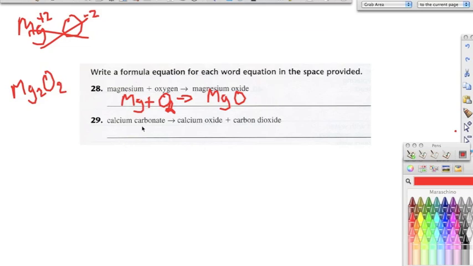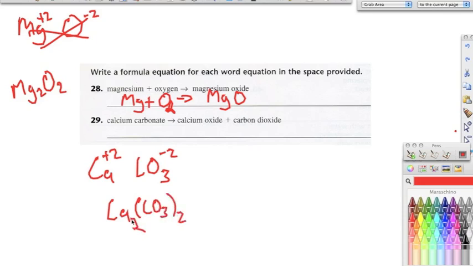Next one, we have calcium carbonate, and it produces calcium oxide and carbon dioxide. So calcium carbonate is a compound, so we need a crisscross. So we have calcium, which is Ca, carbonate, which is CO3. Calcium has a +2 oxidation number, and carbonate has a -2. So we crisscross these guys, and we get Ca(CO3)2. Oh, I forgot my 2 over here. And we see that that 2 and that 2 will reduce, and we'll just have calcium carbonate, CaCO3.